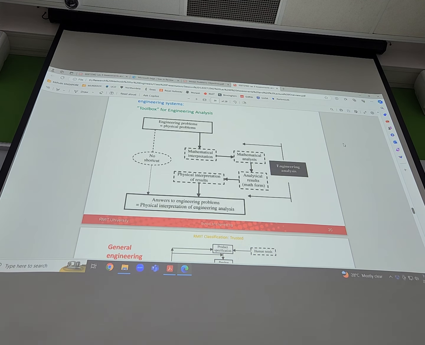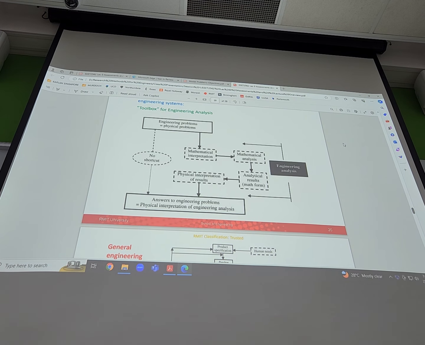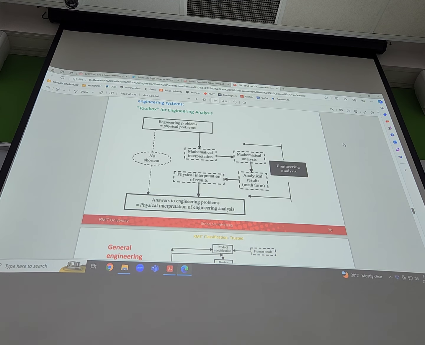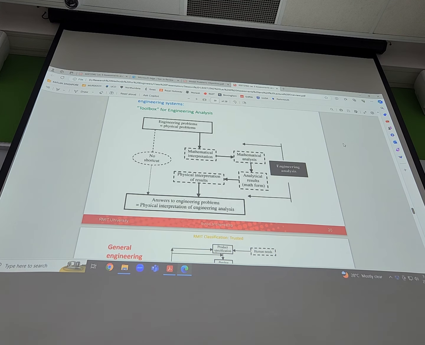So then you do the analysis of this problem, okay? Then get some analytical results, okay? Then interpret your results. So if everything is okay, then you are going to find a solution, okay? So in this process, not only the mathematical modeling, but also your simulation techniques will be useful, because many problems can be solved using simultaneously mathematical tools and also simulation tools.